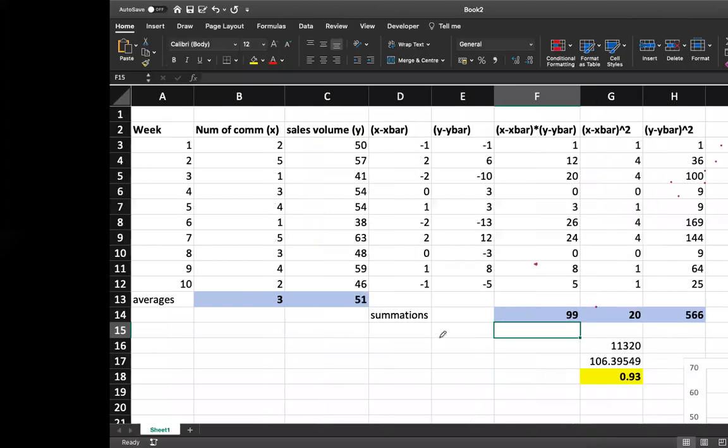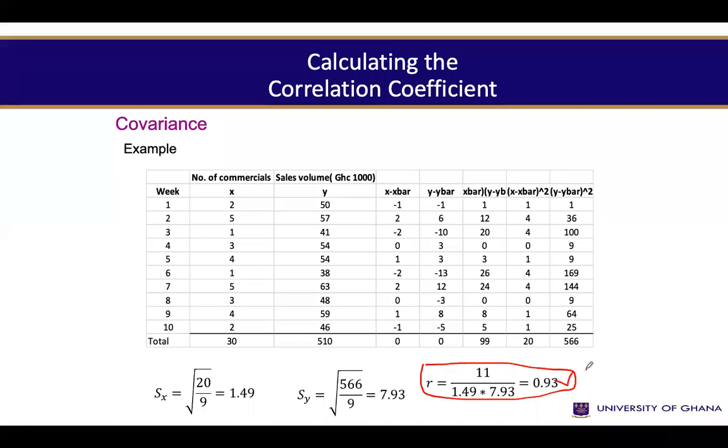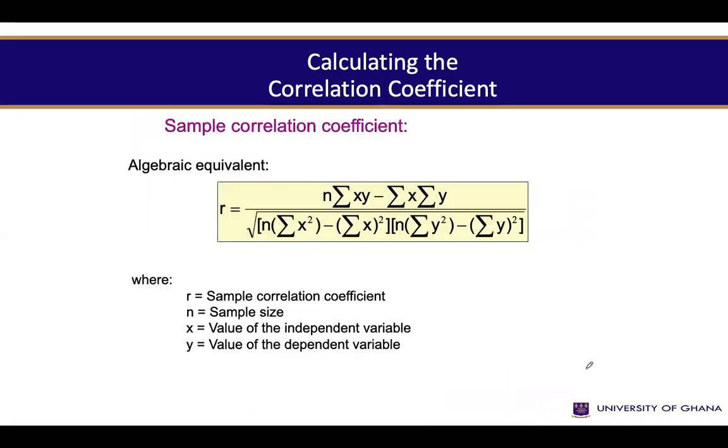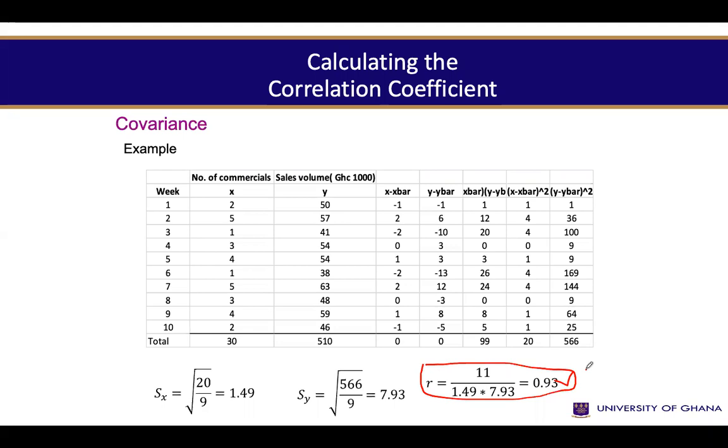So once we have the correlation coefficient, now we can interpret it. By way of interpreting, what we say is that there's a strong positive relationship between the number of commercials and the sales volume, right? That is one part. And this positive relationship shows that the more commercials that you do, the higher your sales volume.